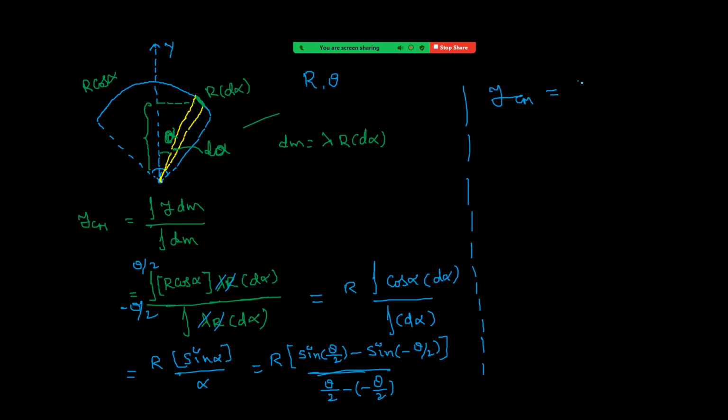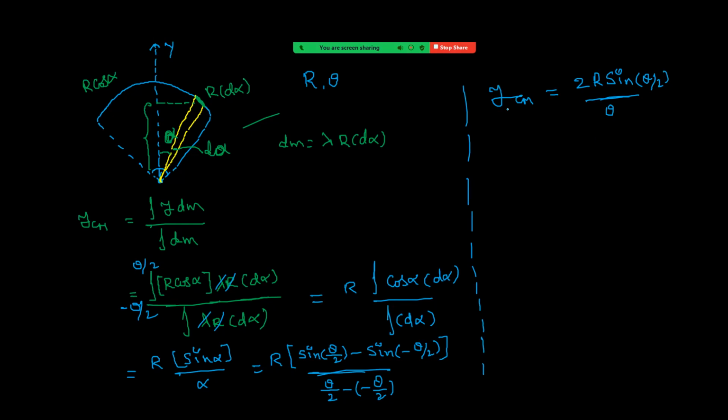YCM equal to 2r sine theta by 2 upon theta by 2 minus theta by 2. Theta by 2, it is only theta, right? That is now giving us the y coordinate of center of mass.